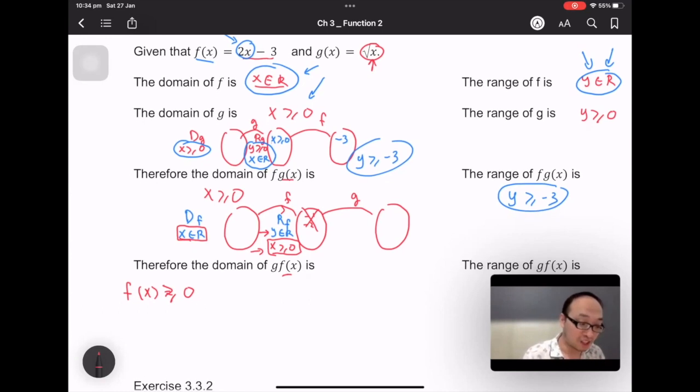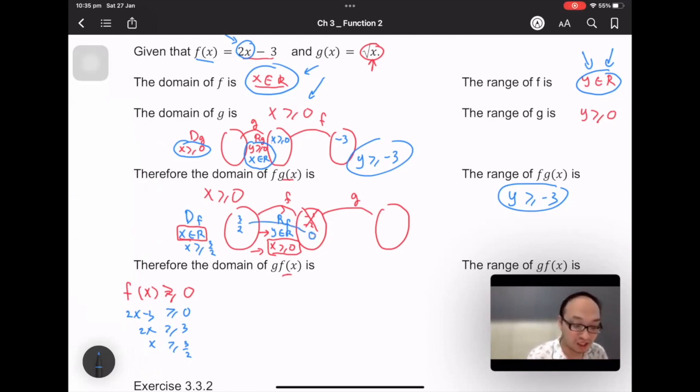So f(x) is 2x minus 3. I change to blue again. So 2x minus 3 should be greater than or equal to 0. So that means 2x is greater than or equal to 3, so x is greater than or equal to 3 over 2. So x greater than or equal to 3 over 2 will be the domain of f. If we put 3 over 2 here, it will result in 0.